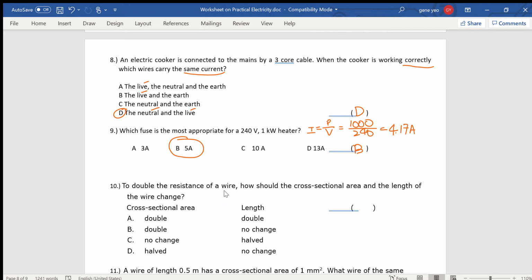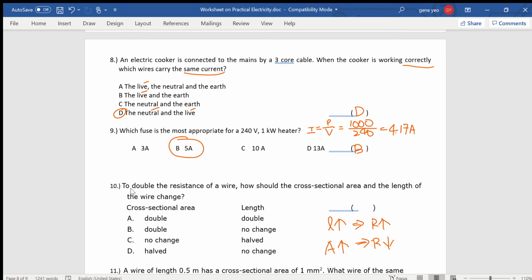Okay, to double the resistance, how should the cross-sectional area and length of the wire change? Now, just a quick revision. When the length increases, the resistance increases. When the cross-sectional area increases, the resistance decreases.